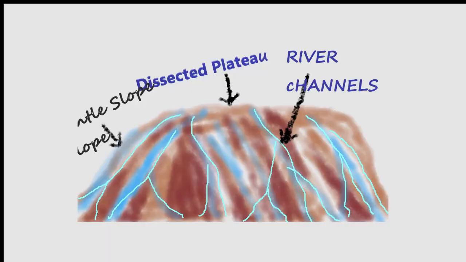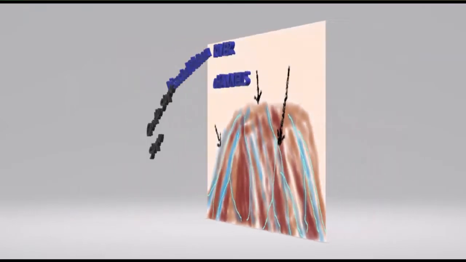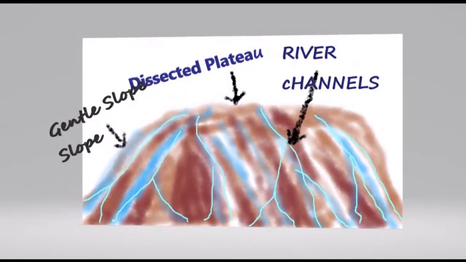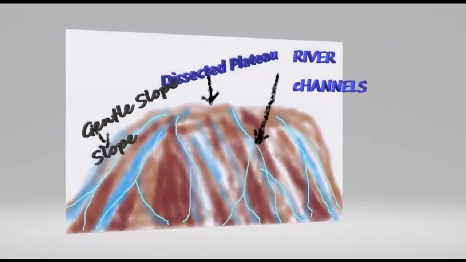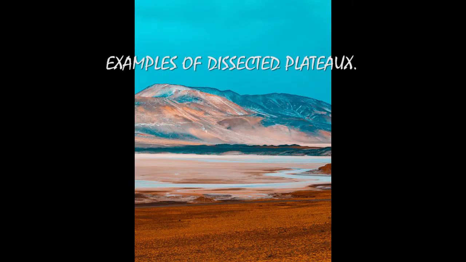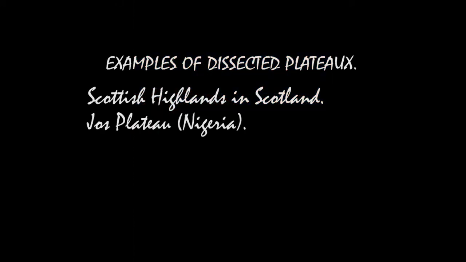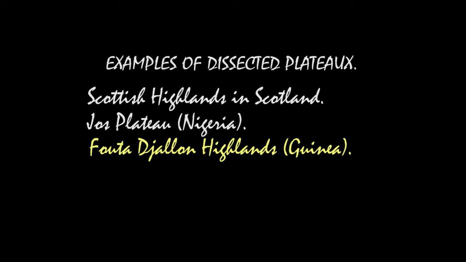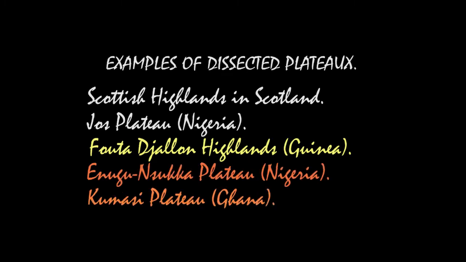Let's look at a third type of plateau. The third type is called a dissected plateau. Like when you do biology and say, let's dissect this rabbit, you open it up and rip it up. So this piece of topography has been ripped up or dissected by various forms of erosion, mainly coastal and river erosion. When the landform has been dissected, the resistant dome that remains will have many carvings on the sides, and it will be a plateau formed from other existing plateaus or mountains. Examples of dissected plateaus are the Scottish Highlands, the Jos Plateau, the Futa Jallon Highland, which is the source of the River Niger, the Enugu-Udi Plateau in Nigeria, and the Kumasi Plateau in Ghana.